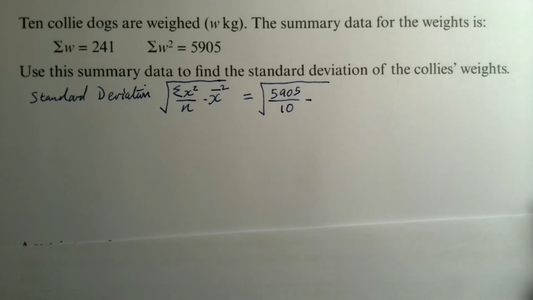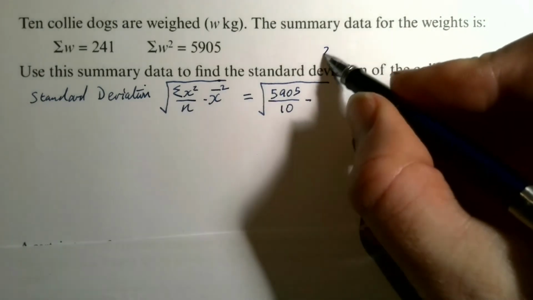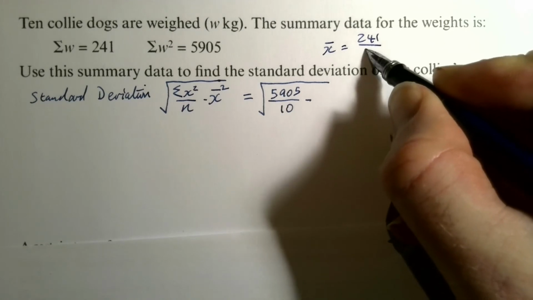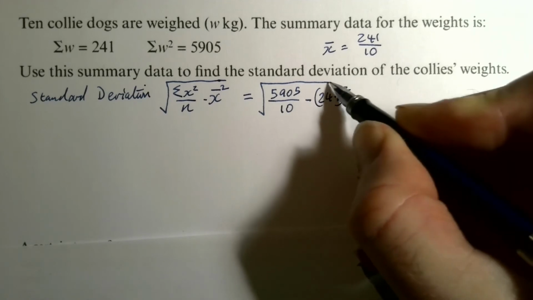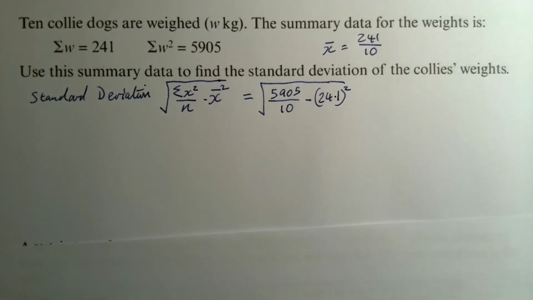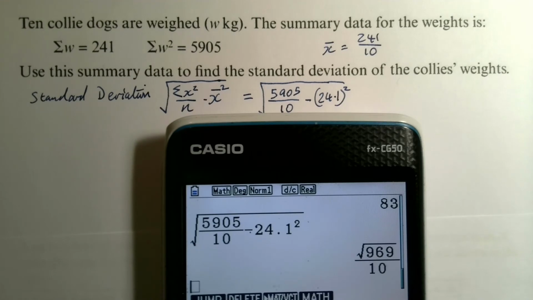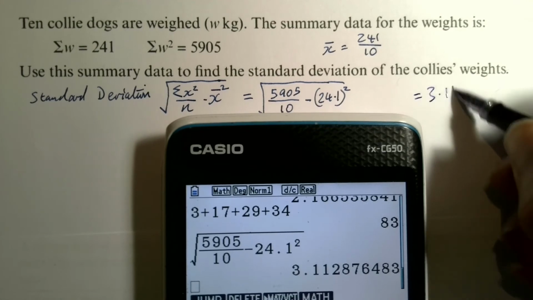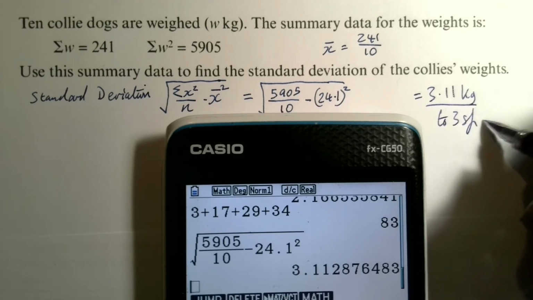Now, the mean is all of them added together divided by how many there are. Well, this is all of them added together, so the mean is going to be 241 divided by 10. So that is 24.1. That is that squared. So that's what we need to chuck into the calculator, like this. And that gives you root 969 over 10, hit S to D, and it gives us 3.11 kilograms to 3 significant figures.